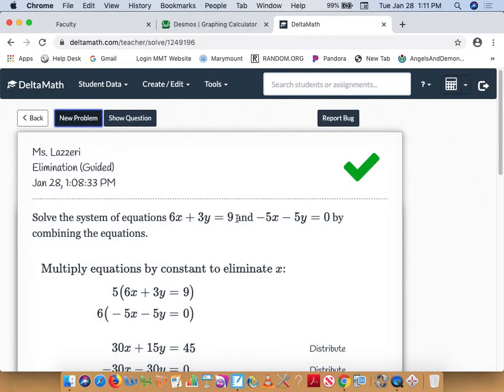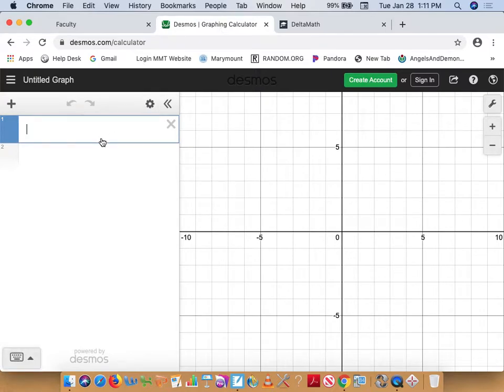All right, now let's look. I'm going to put these equations in Desmos. 6x plus 3y equals 9. We're going to start over with a new method. 6x plus 3y equals 9.